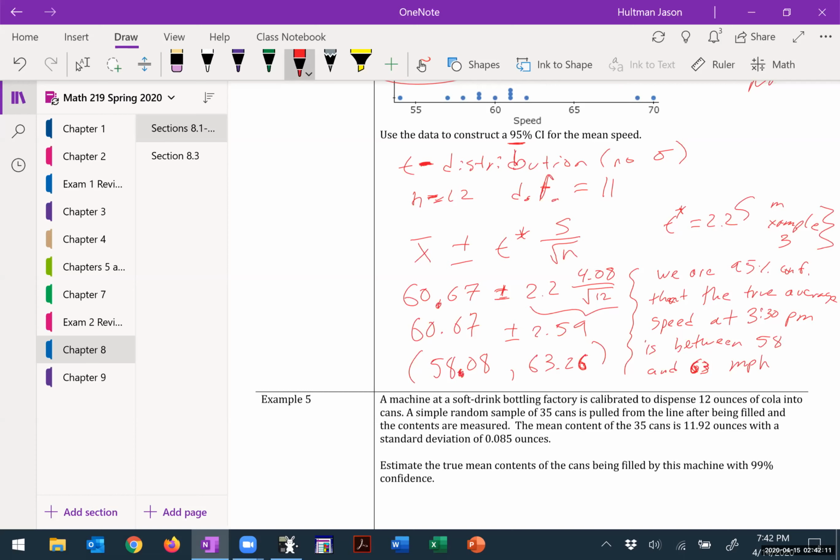Professor? Yeah. So just to clarify, whenever we use the inverse T on the calculator, that's just to find the T star? Yes. Okay, thank you. Okay, now let's go to the next one here.